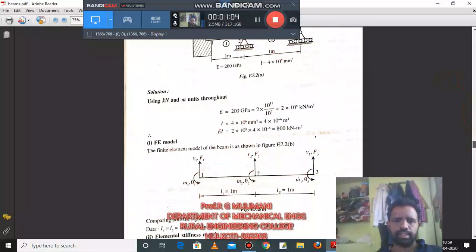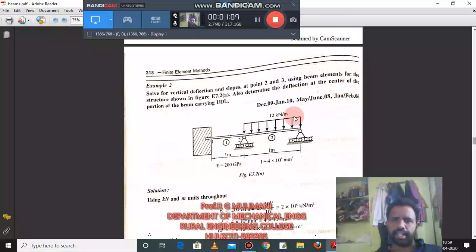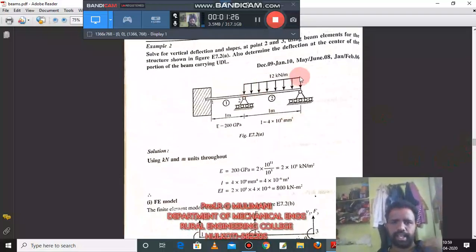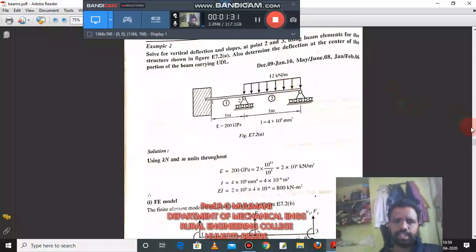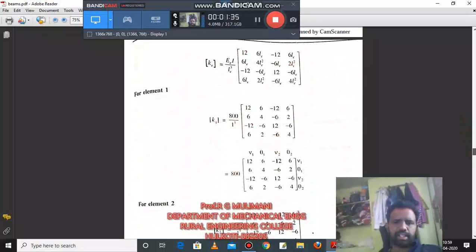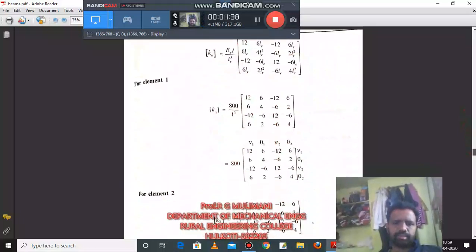Let us find the stiffness matrix for element 1. We already know how to find it. Young's modulus is given; you convert it to kilonewton per meter square. You convert I to meter raised to 4. Substituting EI by L cube, and the length of the element is 1 meter, you get this matrix. Similarly, you find the stiffness matrix for element 2. Again it requires EI by L cube. EI is the same, length is also the same, so you will get the same matrix.